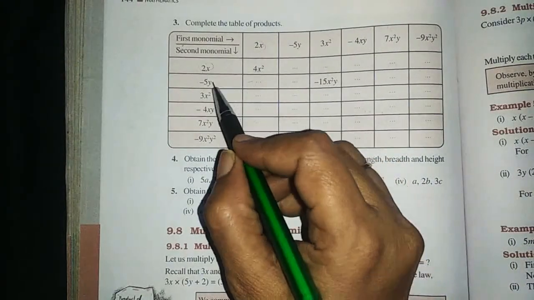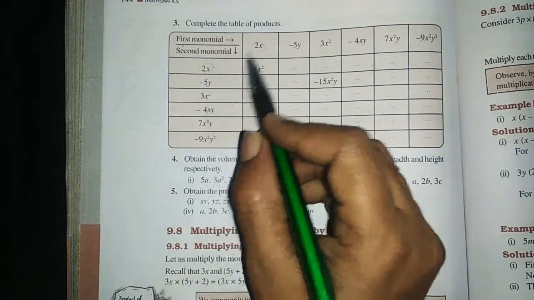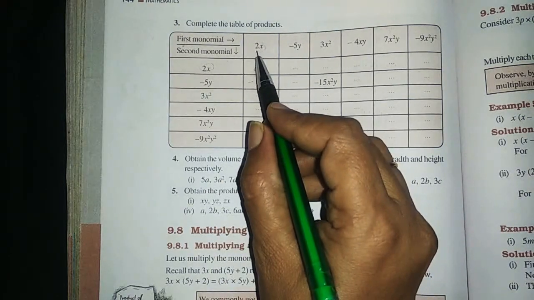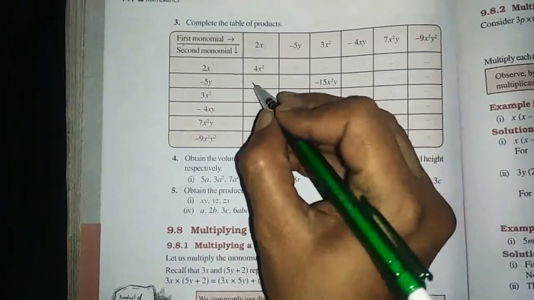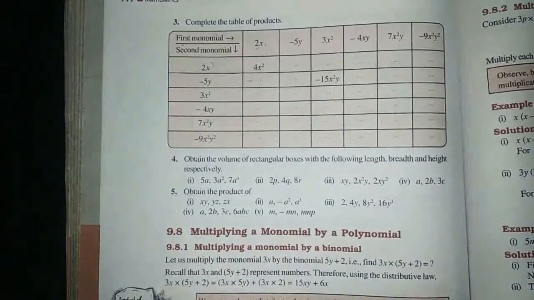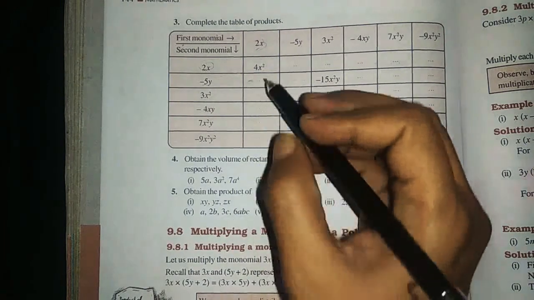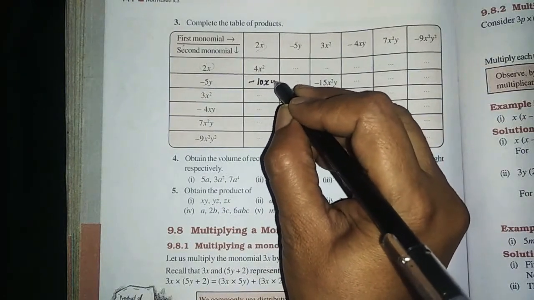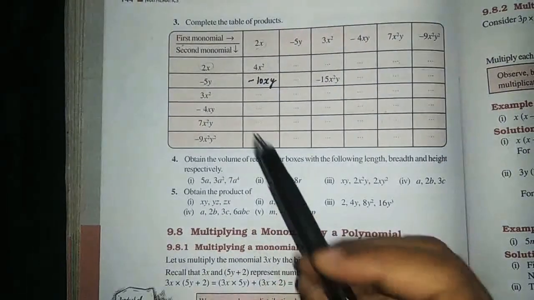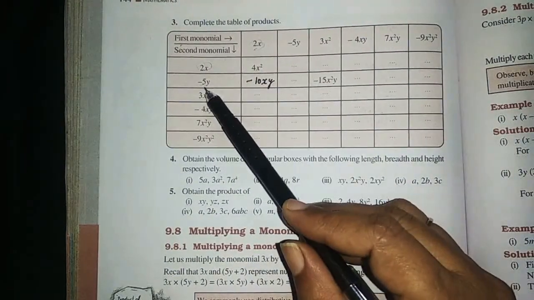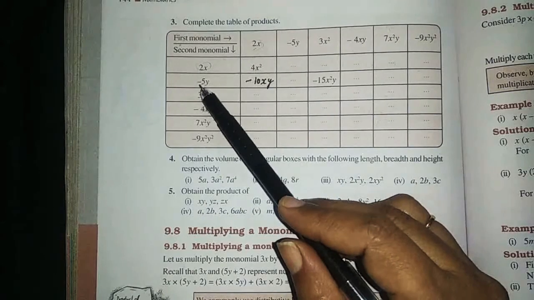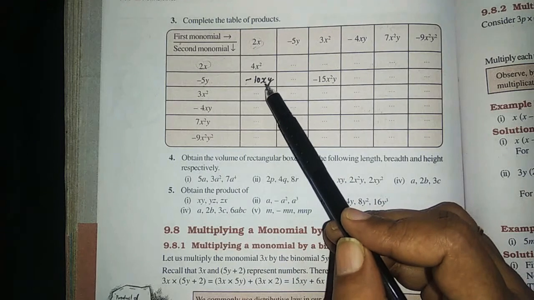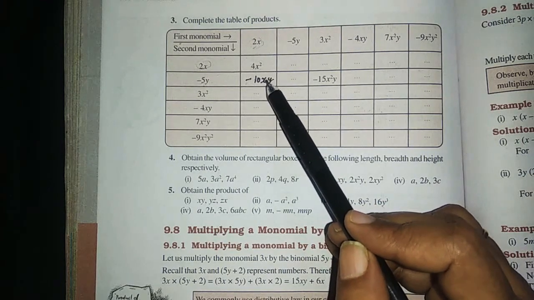Now I will tell you how you will solve the first column. Now for this minus 5y and this 2x, if we multiply, then minus 5 and 2, if you multiply, what comes? It comes minus 10xy. Okay, because here you have multiplied 2 into 5, 10, and plus minus minus, and this x and y, xy. So the result is minus 10xy.